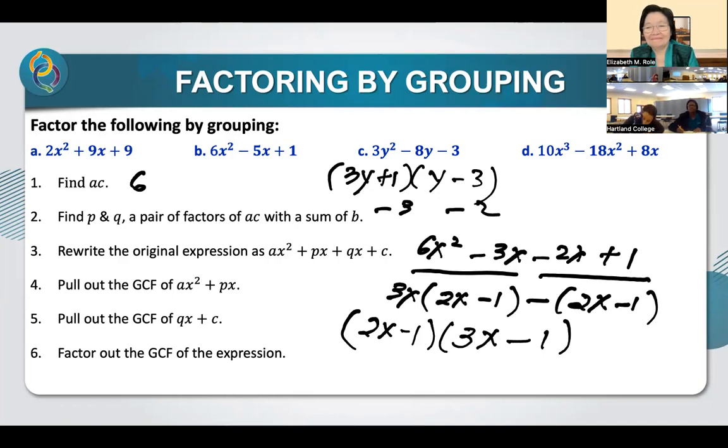Now, the first thing you ask yourself is, in letter D, should you do something else first before moving on to factoring? Is there a common factor? So here is a combination of factoring out the GCF and then proceeding.